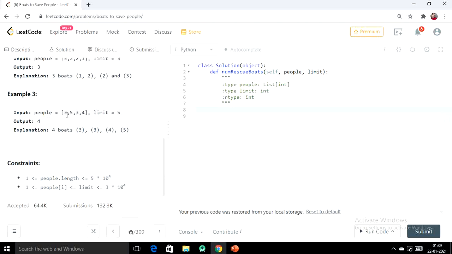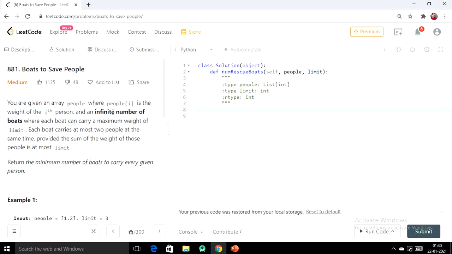And let's see this example as well. So 3, 5, 3, 4. Here you can see 3 plus 5 is greater than limit, so obviously we cannot consider this one, right? So 3 will be individual in a boat, 5 will also be an individual in a boat, 3 will also be individual, and same for 4. So that's why in this case 4 boats are needed, because you can see the summation of 2 elements is always greater than the given limit, right?